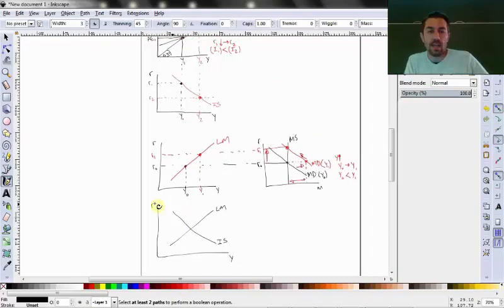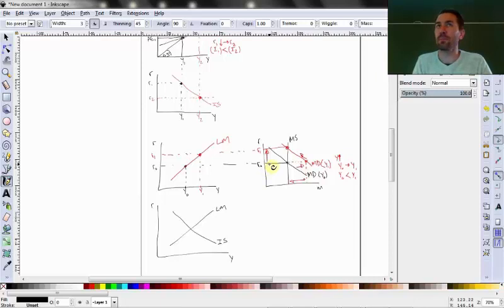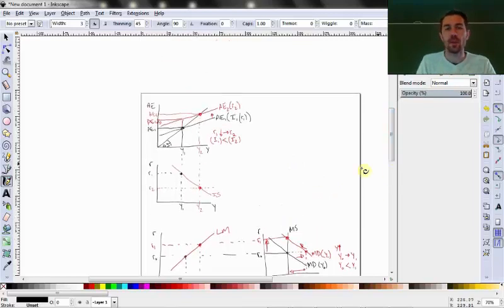What's interesting about the ISLM model is every point on the LM curve is a point of equilibrium in the money market. Yeah? Every point on the LM curve is a point of equilibrium in the money market. Every point on the IS curve is a point of equilibrium in the goods market. Yeah? Every point of equilibrium on the IS curve is equilibrium in our aggregate expenditure model, which is the model of the goods market.